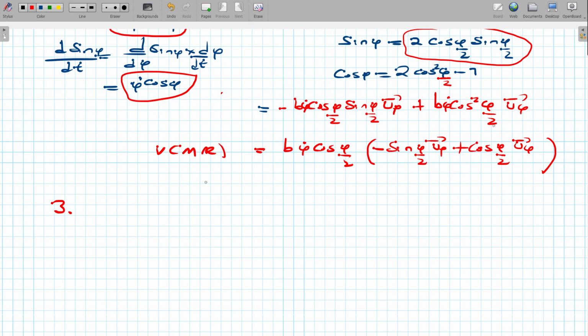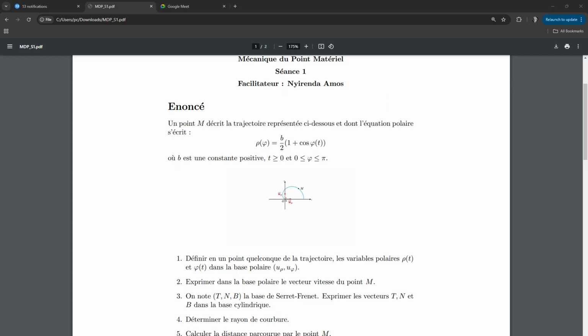So let's look at the third question. The third question is saying, on note TNB, la base de ces réfrénés, exprimez les vecteurs T, N et B dans la base cylindrique. Right. So we want to express the vectors T, N, and B in the cylindrical basis.